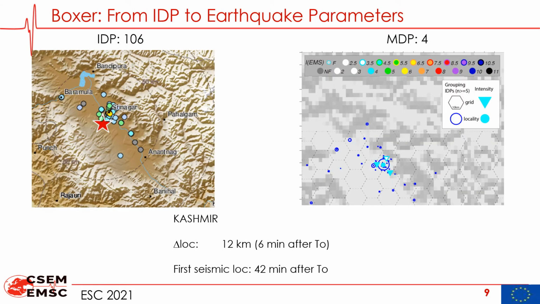Another way to use these felt reports is to extract source parameters. This is developed by Paolo Gasparini and Gianfranco Vannucci. It is called Boxer. So basically they take the individual data points, so the felt reports, they create macroseismic data points. And for example, for this earthquake in Kashmir, we had no seismic location for more than 40 minutes, but using this approach, we could have the location 6 kilometers after the earthquake, and within 12 kilometers the final location.